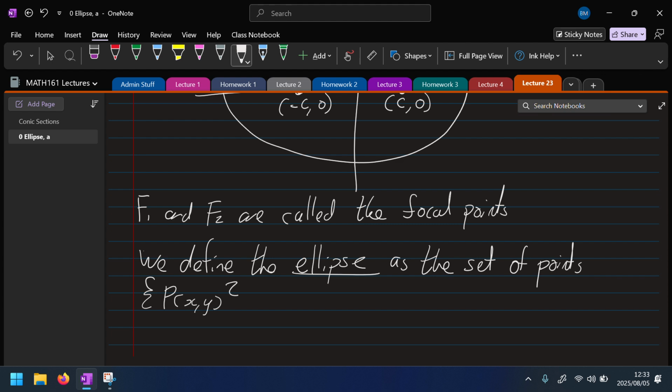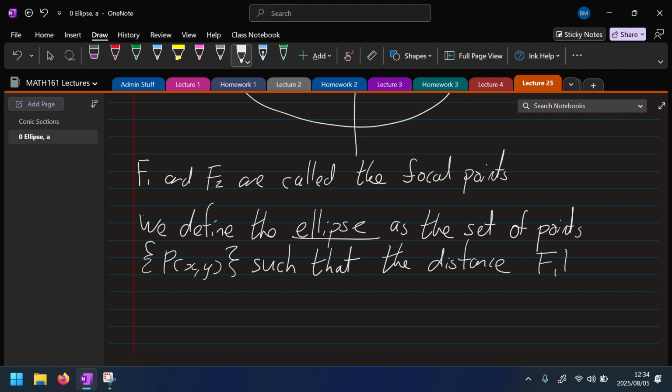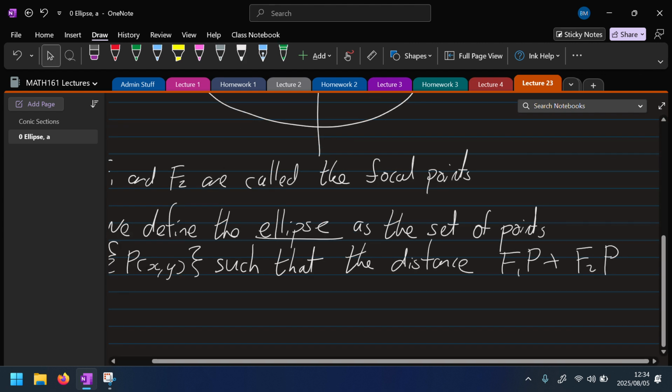P(x, y). Okay, so all those points P that go around, so that's our graph of this. So the set of points P such that the distance F1P, right? So from F1 to P, we call that distance F1P plus F2P. Okay, so from F2 to P, that's the distance there, is a constant.